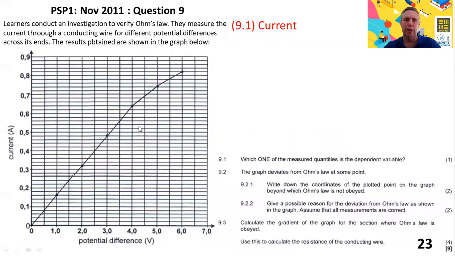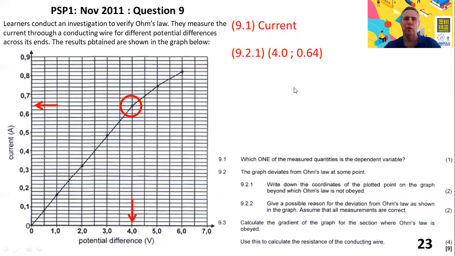9.2, the graph deviates from Ohm's law at some point. Well, that point is simply the point over there. You can see a break in the line, and that has coordinates 4 volts and 0.64 amps. So those are the coordinates. Always give x first, followed by y. Now, notice again, how do we know that's 0.64? Between 0.6 and 0.7, there are 5 blocks. So therefore, each block is 0.02, and 2 of the blocks will be 0.04. That's how we know it's 0.64.